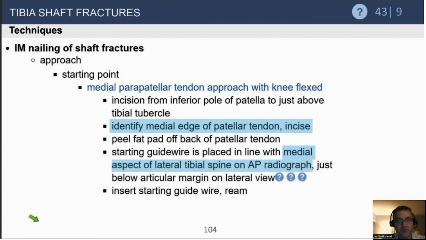In terms of the starting point, once again, medial parapatellar tendon approach with the knee hyperflexed, or a split tendon approach. Incision from the inferior pole of the patella just above the tibial tubercle and straight in line with the tibia. For a medial parapatellar, you're going to identify the medial edge of the patellar tendon. Sometimes take off a little bit of the fat pad, and then use a starting guide wire placed in line with the medial aspect of the lateral tibial spine. We went over some of those diagrams earlier in the talk, and that's going to be on the AP radiograph. And then on the lateral view, it's just going to be just below or anterior to the articular margin.